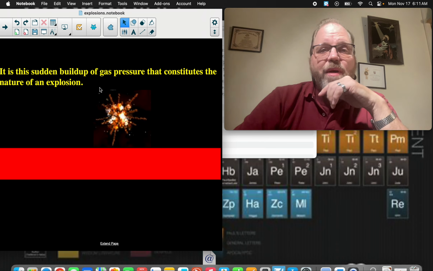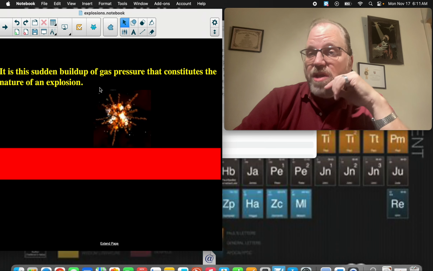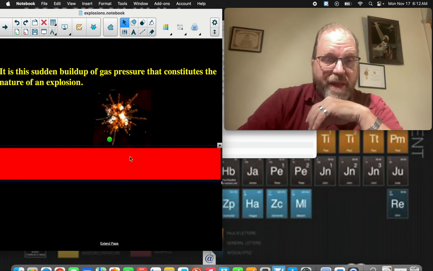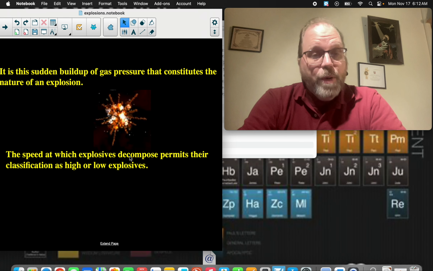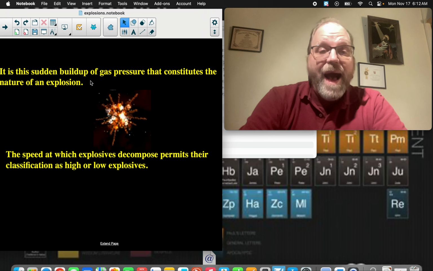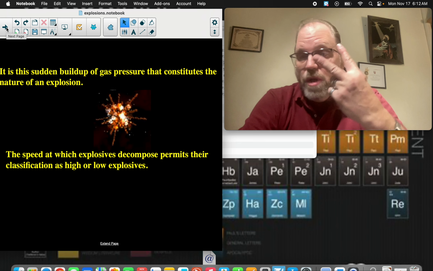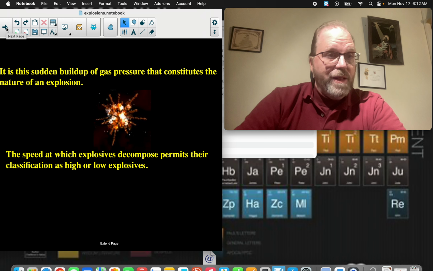Now, there are some additional things we need to identify explosions. It deals with a sudden buildup of gas pressure that constitutes the nature of the explosion. Again, confinement causes a lot of that. And second, the speed at which an explosive detonates permits the classification of high or low yield explosives. There are two types of explosion, high yield and low yield.